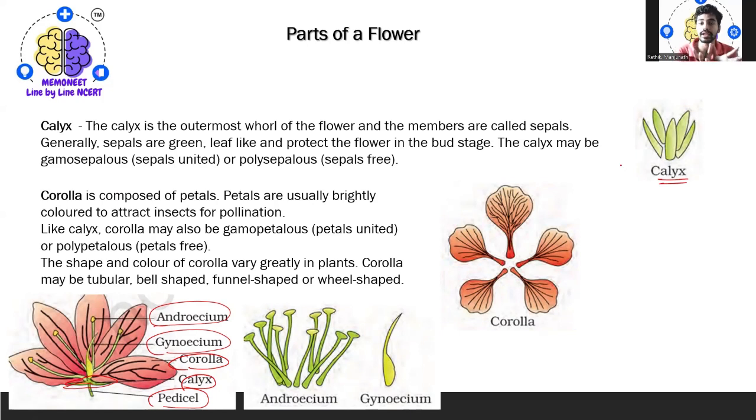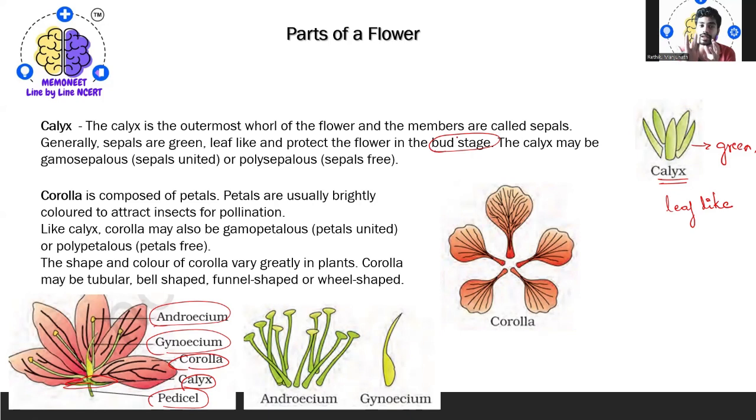It is the outermost whorl of the flower, and its members are actually called sepals. So they are called what? Sepals. Generally, what kind of color will you be seeing? It is green in color, right? And leaf-like in structure, and it also acts as a protector. That is, it protects the flower during the bud stage. So when the flower is in bud stage, it normally acts as a protector. It protects the flower in its bud stage.